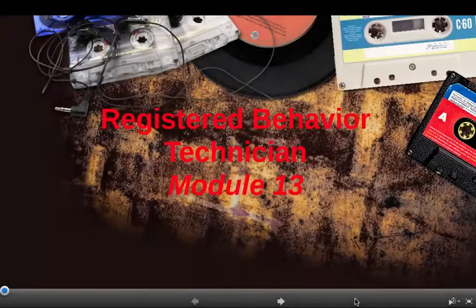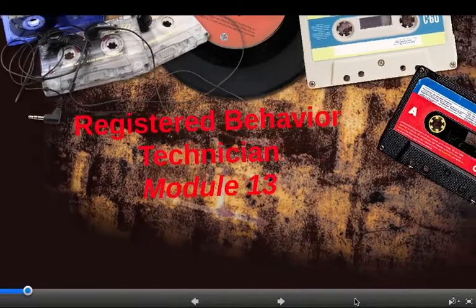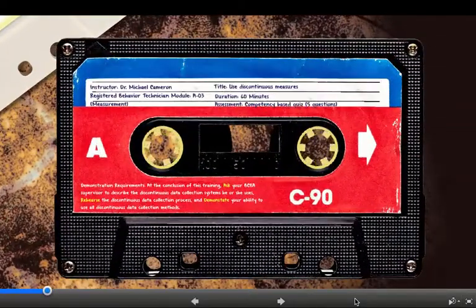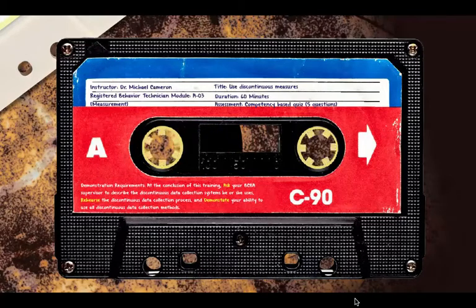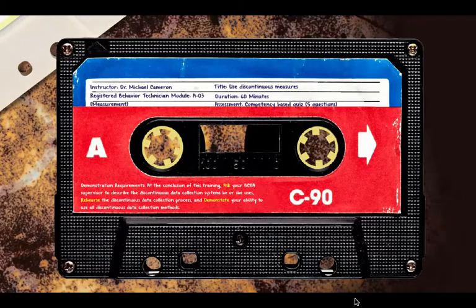This is Dr. Michael Cameron, and this is the Registered Behavior Technician module number 13. The specific strand this comes from in terms of the Registered Behavior Technician task list is A03, and we're in that main curriculum theme area of measurement. The title of this presentation is Using Discontinuous Measures.